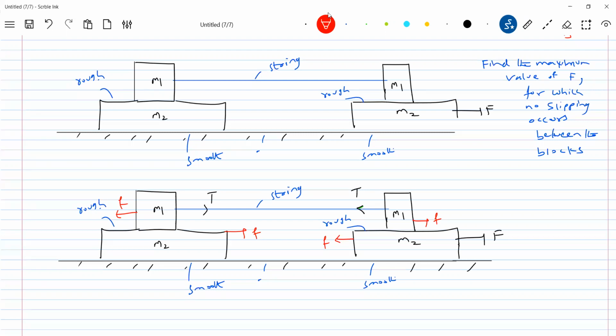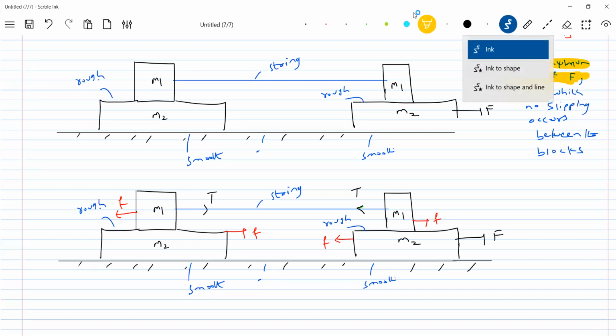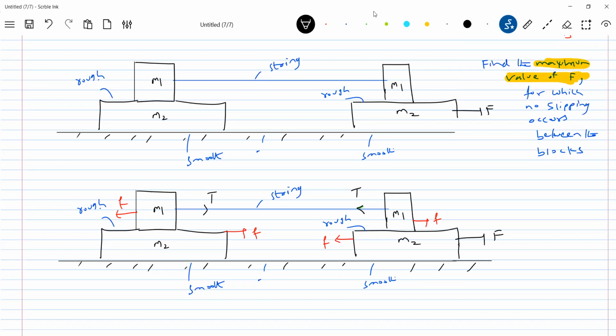What is the condition given? What is the maximum force for which no slipping occurs? Tell me, when you apply that maximum force, what should happen? Everywhere the friction acting should be the limiting friction. Are you getting the idea? Look at the question. This particular word is very important: maximum value of F. So based on this, what is the assumption I have to make? I applied a force in such a way that the friction everywhere acting should be equal to limiting. This is the condition I'm assuming.